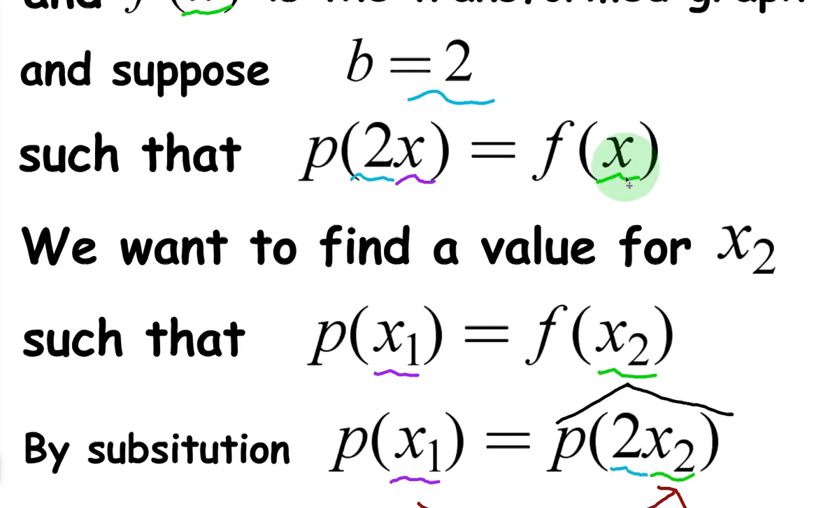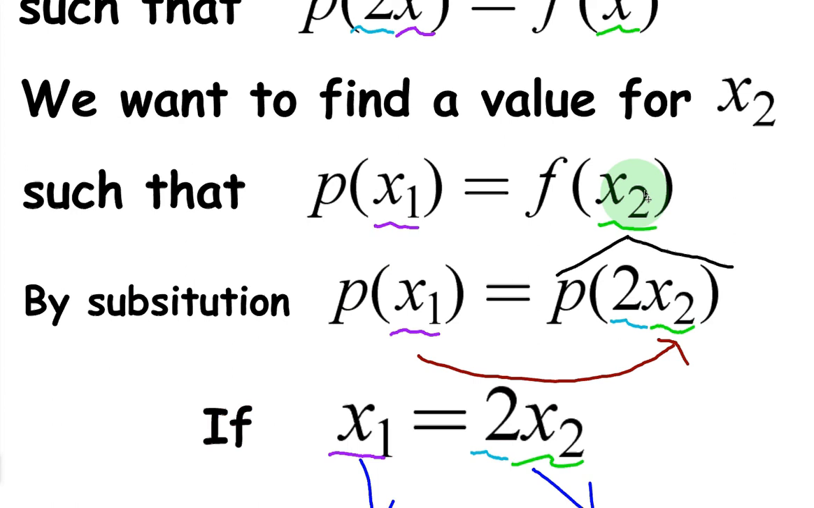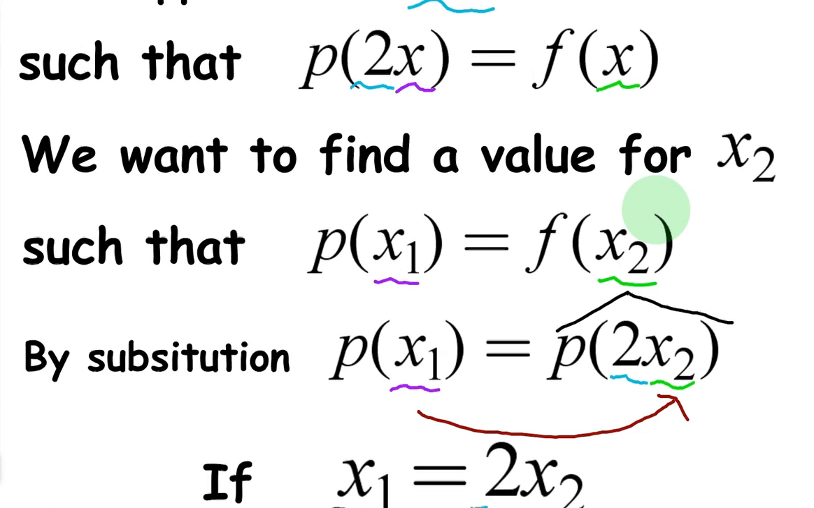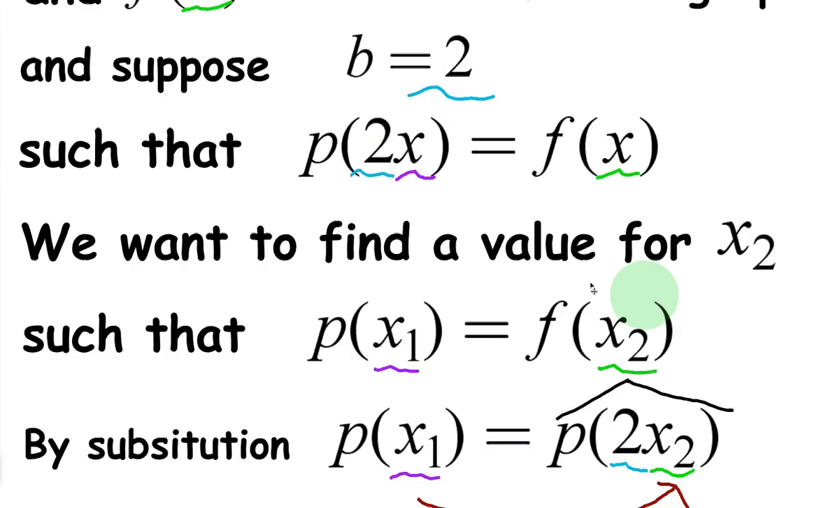Now x2 is going to be our x value for f of x, such that p of x1, our original x value, will be equal to f of our new x value. We will get the same y values back no matter which x value we plug in. So by substitution, we know that p of 2x is equal to f of x, so p of x2 must be equal to f of x2, so we're just plugging x2 into our definition right here.